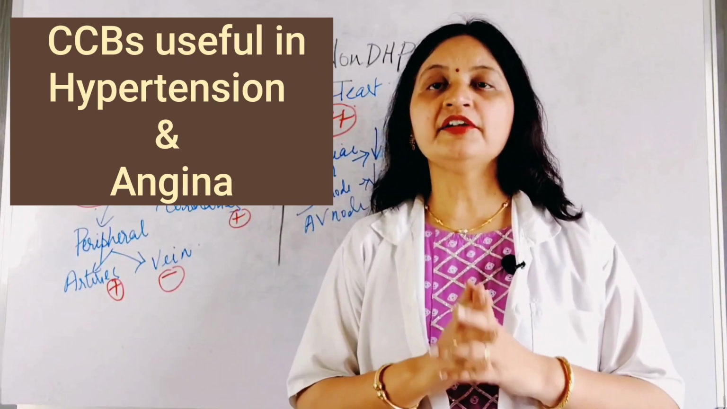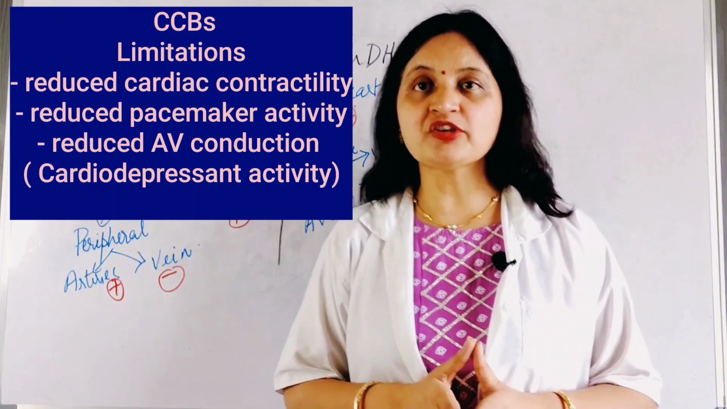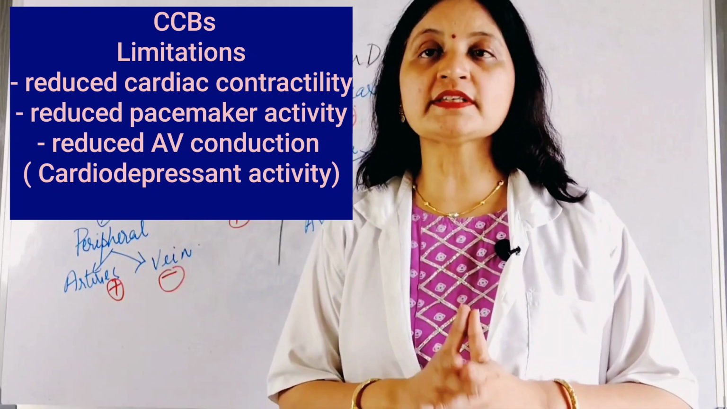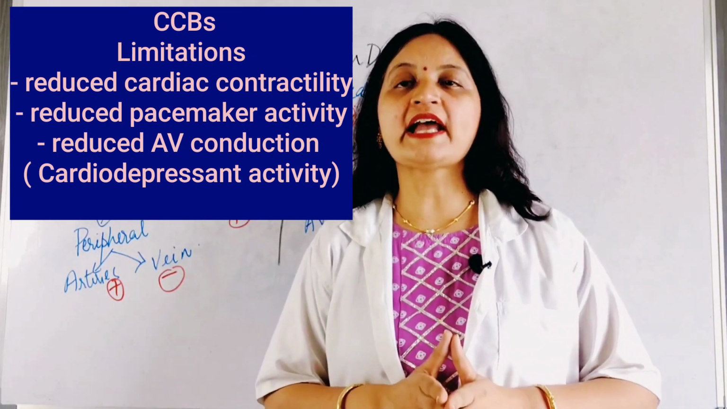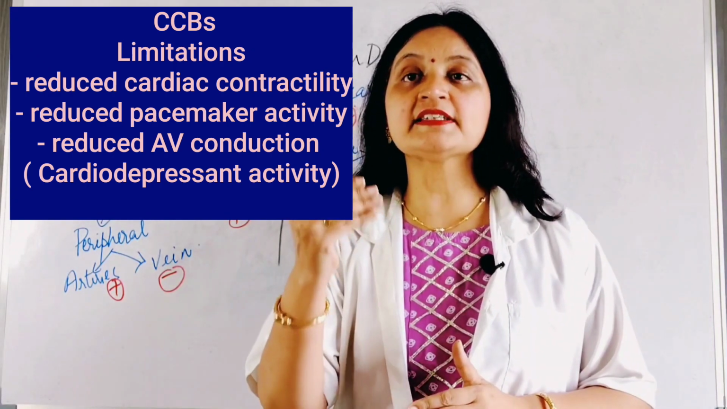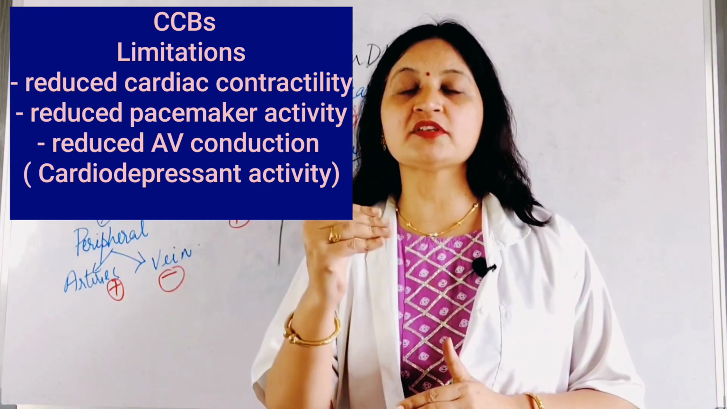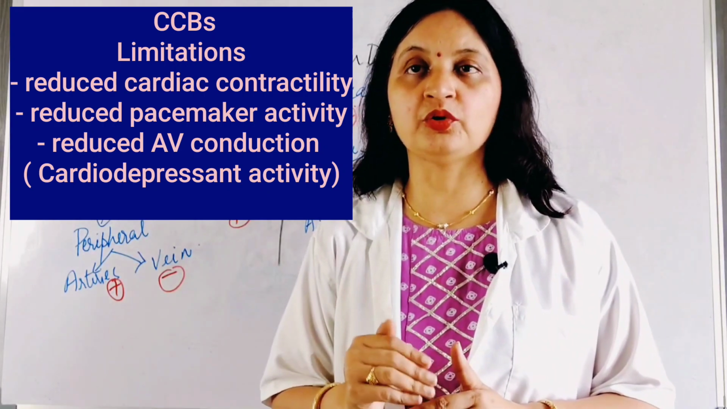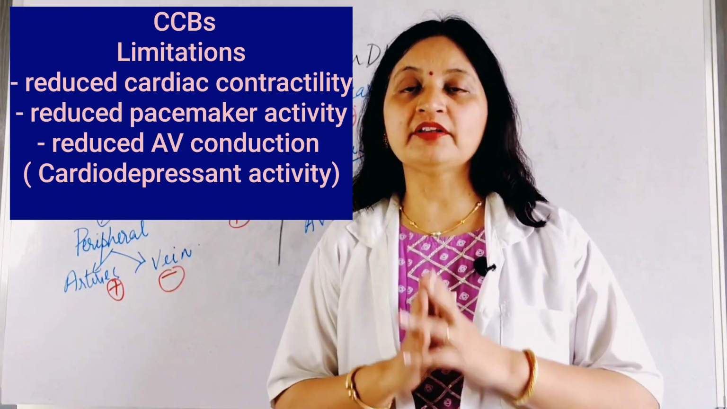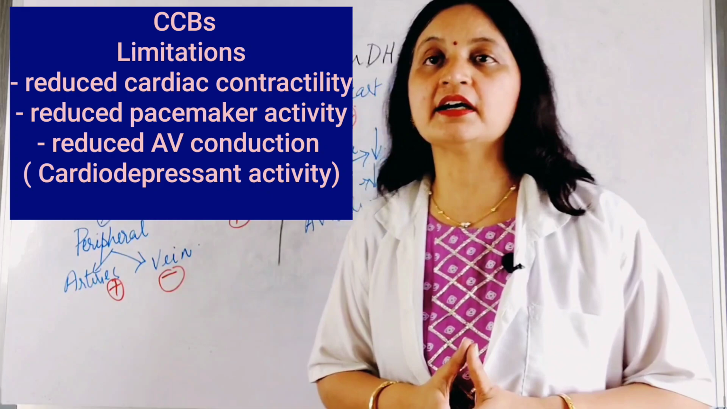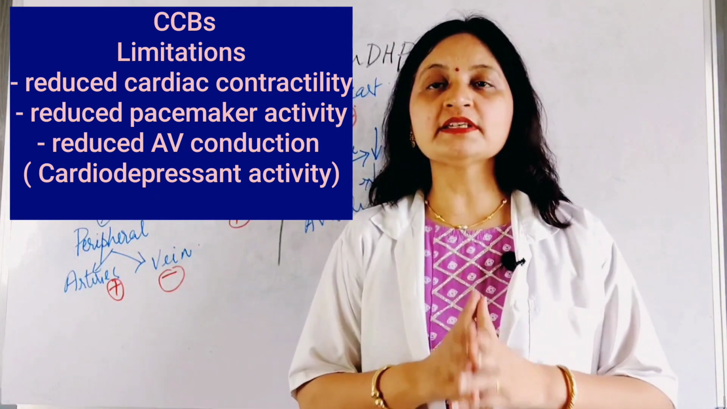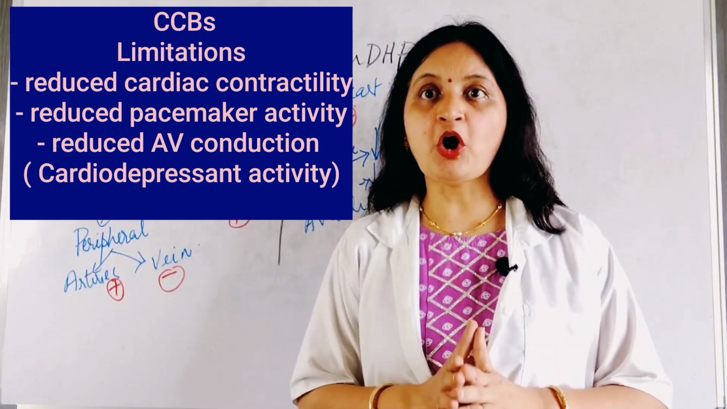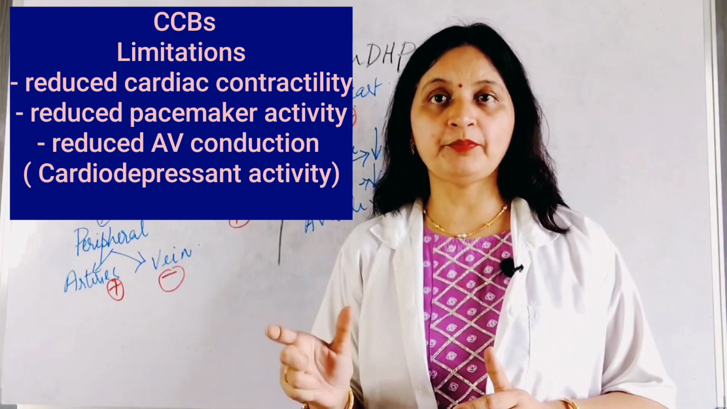In the heart, the reduced calcium current decreases the calcium concentration in the cardiac myocytes and this decreases the contractility of the heart. Reduced calcium current in the SA node decreases the pacemaker activity and reduces the firing rate at the SA node. And also in the AV node, the reduced calcium current decreases the conduction through the AV node. So in the heart, it produces certain undesirable effects because of the cardiodepressant property.